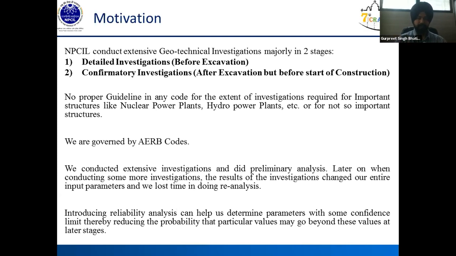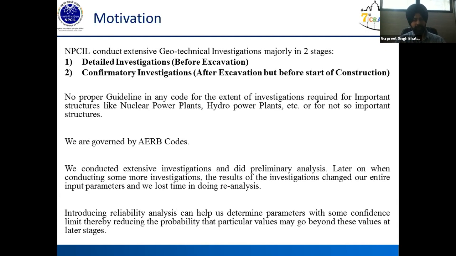Now we have conducted ample investigations at our site in Haryana, where I am right now posted, and we did some preliminary analysis of the data we got from the investigations. But later on, we conducted some more investigations for one reason or another, and we found that the data we got in the later investigation was somehow different from what we attained in the initial investigations. That led us to change all the input parameters for our analysis, and we lost a lot of time doing that analysis again and again.